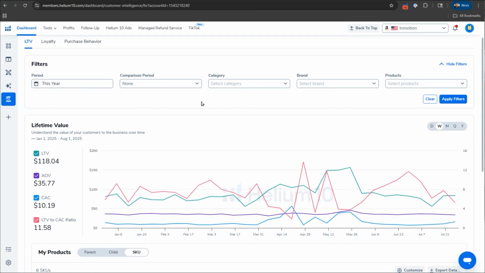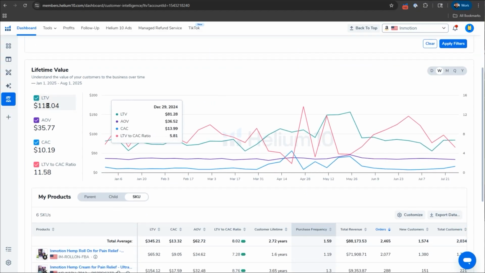Here's a hemp cream account that I'm in. I could see the lifetime value of customers because this is a product that people buy multiple times. So like, hey, the average lifetime value of my customers is $118. That's like three products they're buying, because this product is only like $30, right?